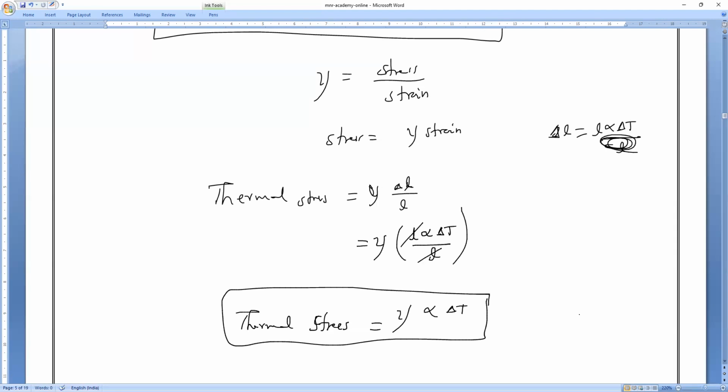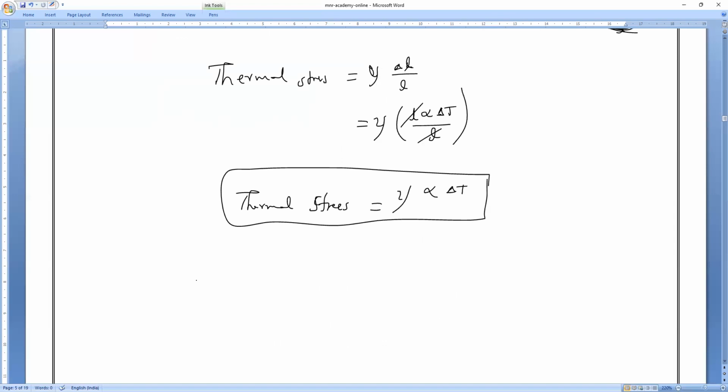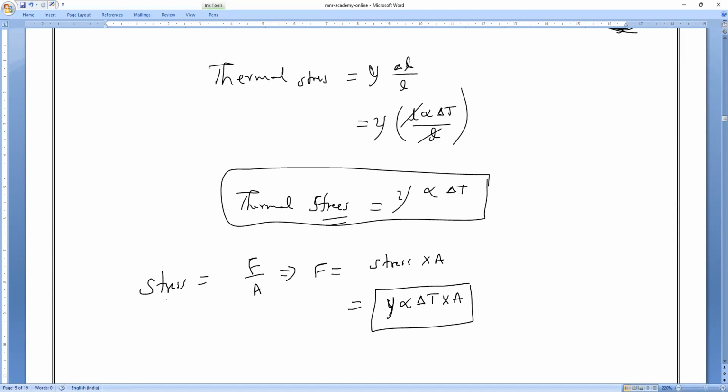Okay, so now we all know that stress is equal to force by area. So from that, force is equal to stress into area. Now the stress here means thermal stress. So force is equal to Young's modulus into alpha into delta T and into area. This is the formula for calculating the force from thermal stress. So please write it.